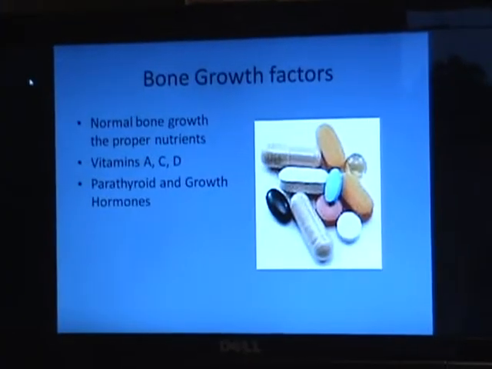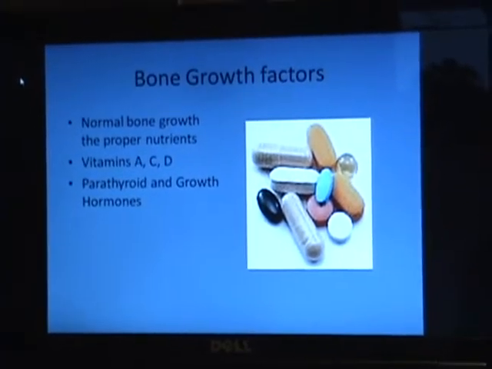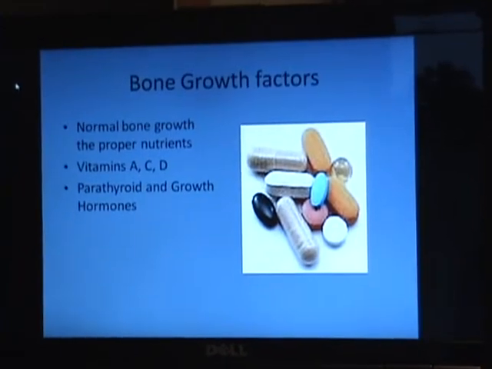Parathyroid and growth hormones. Parathyroid hormones aid in calcium absorption in the intestines, and they also stimulate osteoblast and osteoclast activity. Growth hormone is pretty much self-explanatory. The name explains it. It just aids in growth in puberty.